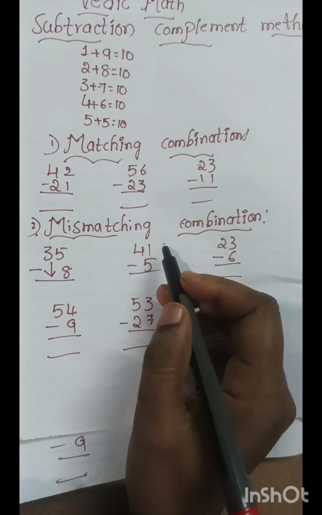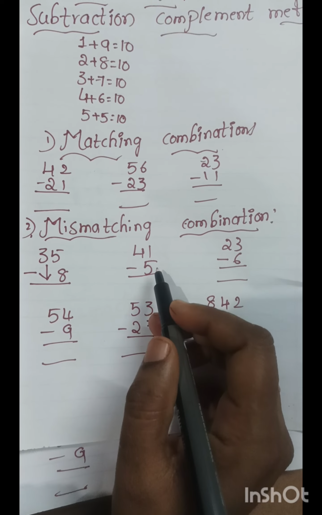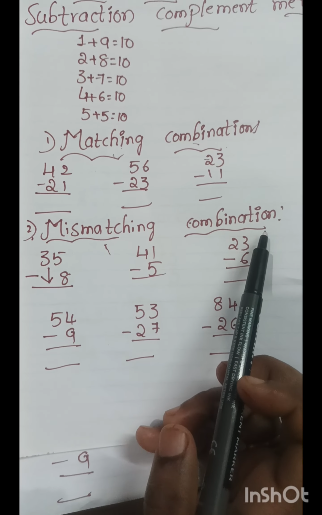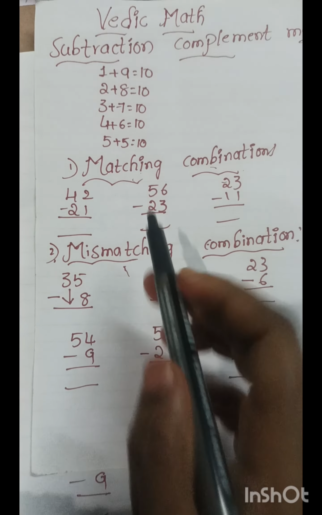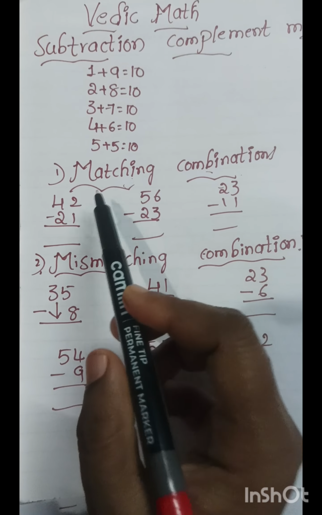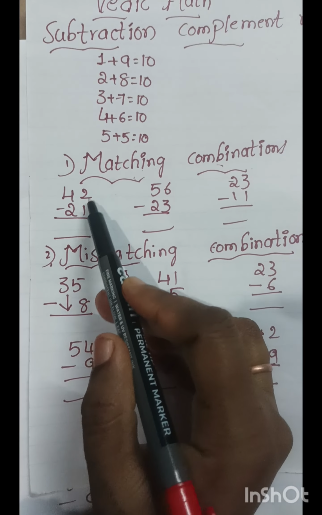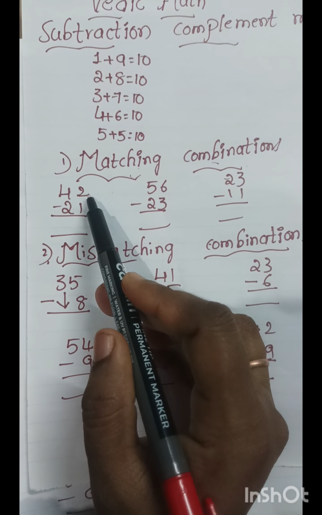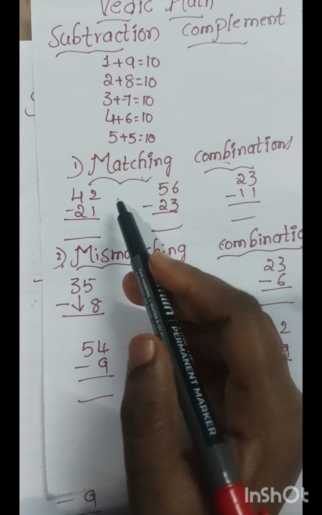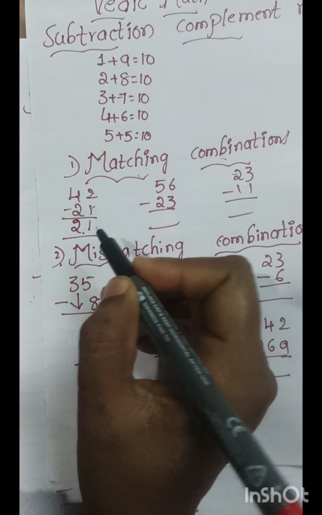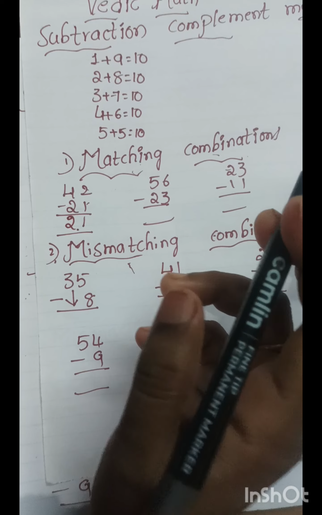Here we should know two terms: the matching combination and the mismatching combination. In matching combinations, we can subtract easily, for example 1 from 2. That's why this is called a matching combination. Let us see, 2 minus 1 is 1 and 4 minus 2 is 2 only. Directly we can do the subtraction.